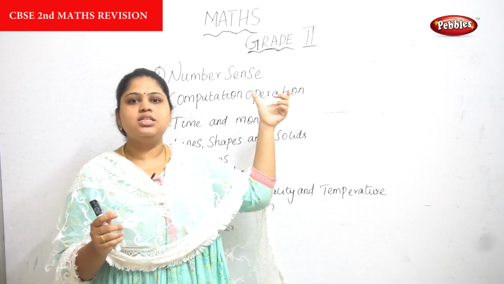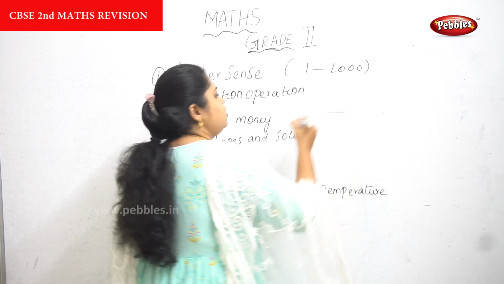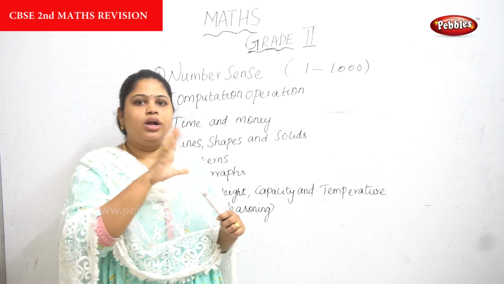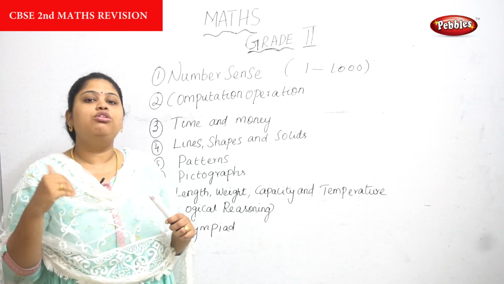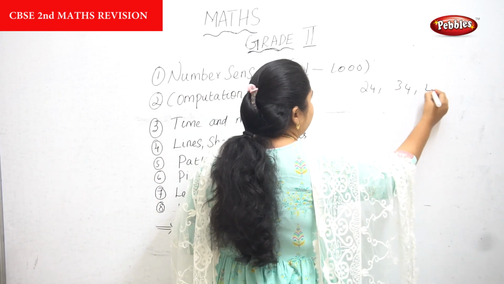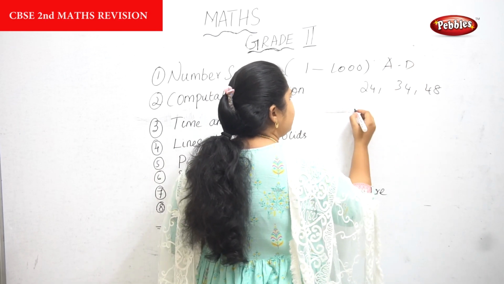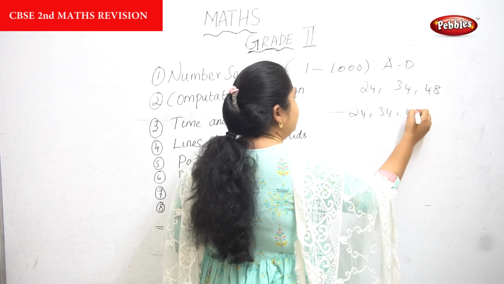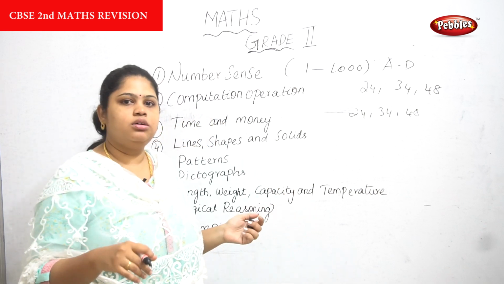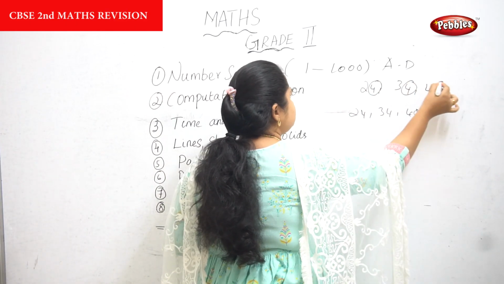So in number sense, we have seen numbers from 1 to 1000, isn't it? So in the 1 to 1000, how to find the ascending and descending in case it's a 2-digit number. For example, 24, 34, 48. You can easily identify from ascending to descending. Or for those who find it very tough to solve even the 2-digit problem, don't worry, just take the last digit.